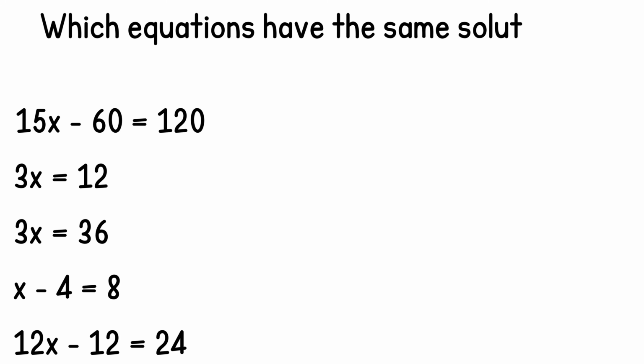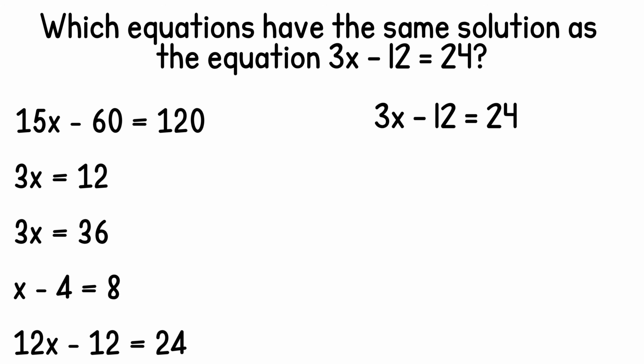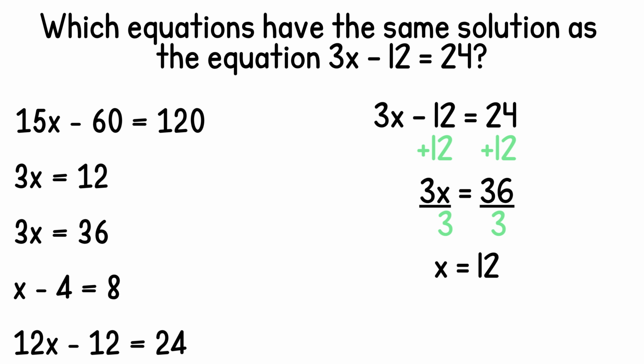Here's another example. Which equations have the same solution as the equation 3x minus 12 equals 24? Let's start by solving this equation so we know what its solution is. We'll start by adding 12 to both sides of the equation. This gives us 3x is equal to 36. Now we'll divide both sides by 3, which gives us x equals 12. So we'll see which of the other equations also produce a solution of x equals 12.